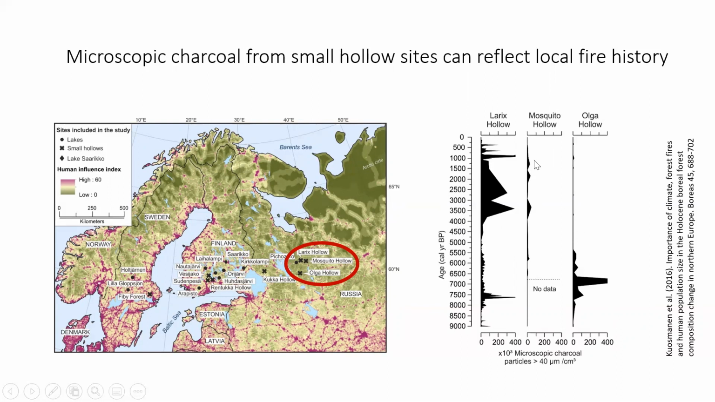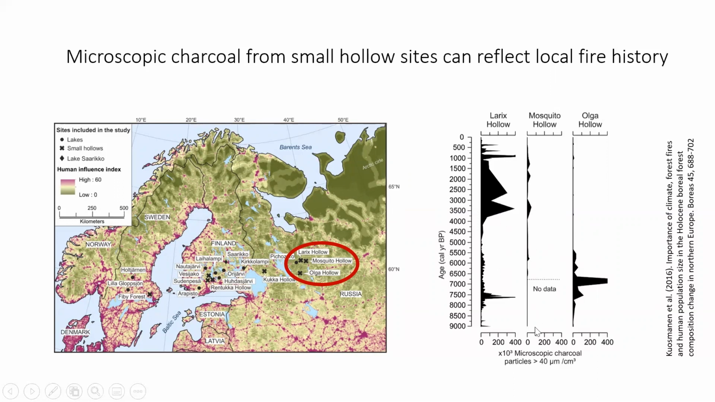And for example, Larix Hollow and Mosquito Hollow, these sites are only less than 1 kilometer apart, but separated by a lake and a land bridge or esker. So we can see that the topographical and other landscape scale controls can affect the fire regime and can be recorded in these small hollow sites.